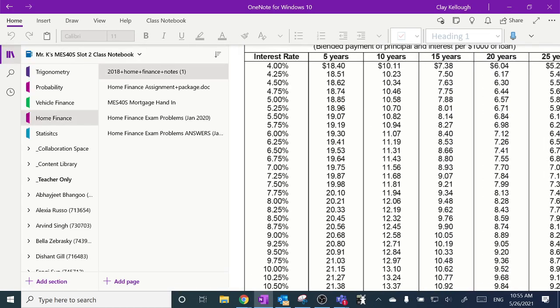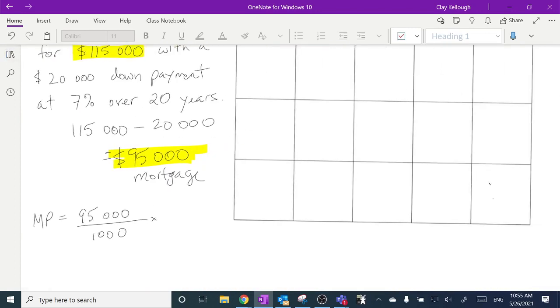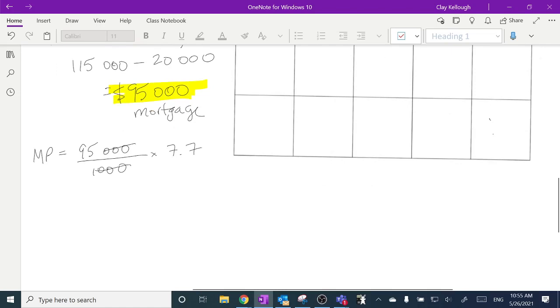So now I go back to where I was working here. There we go. So that's the number that goes here, 7.7. Nice, whenever this number is nice and round, you can just cancel the zeros. So I have 95 times 7.7, which gives me a monthly payment of $731.50.